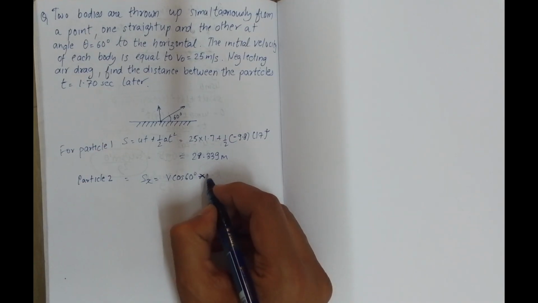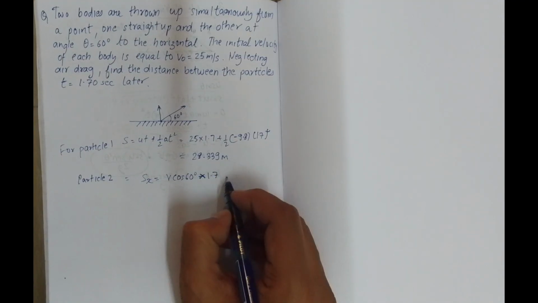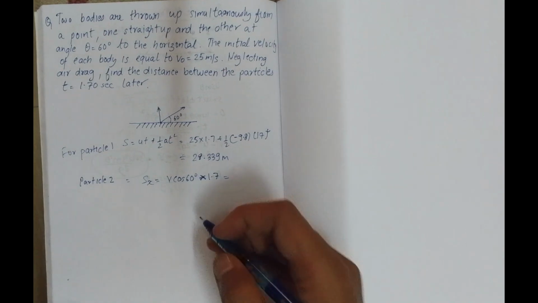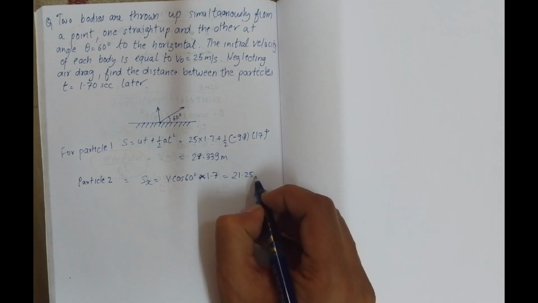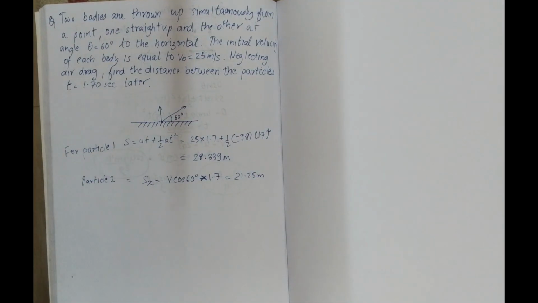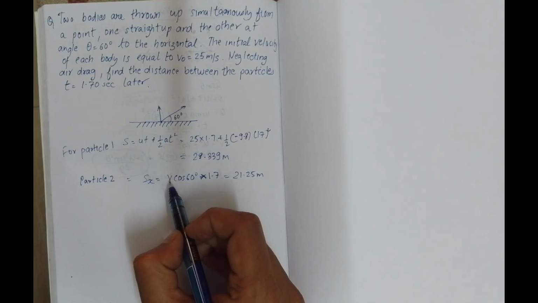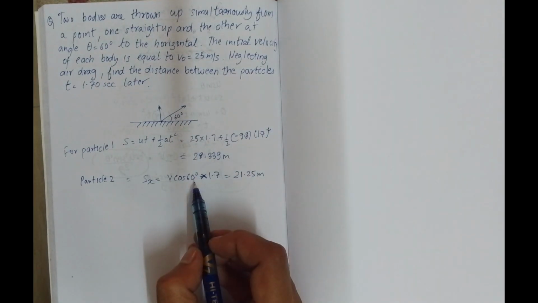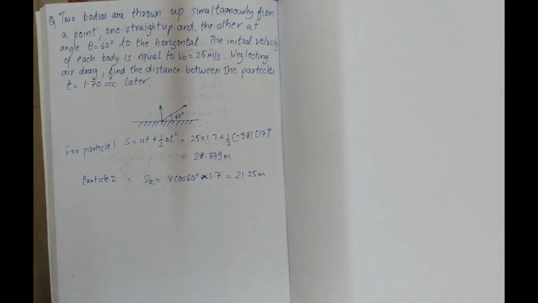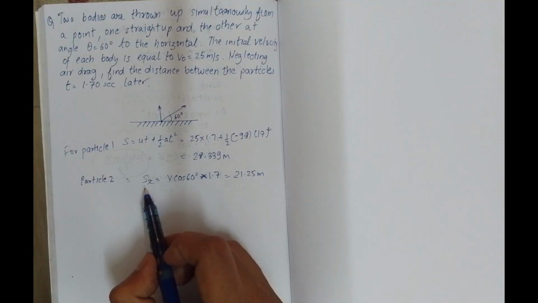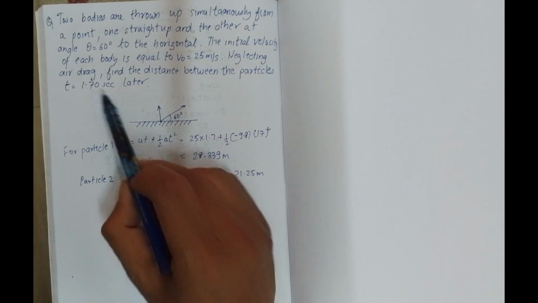V cos 60 into 1.7, right? What is v? 25. What is cos 60? 1 by 2. So this is equal to 21.25 meters. Substitute for v this much, cos 60 we know is 1 by 2, 0.5, and 1.7 is how much? The time. So we are calculating for the particle 2 the horizontal displacement in time equal to 1.7 seconds.